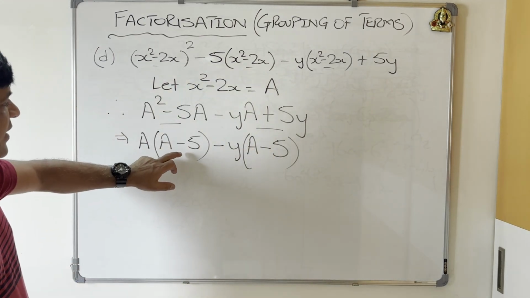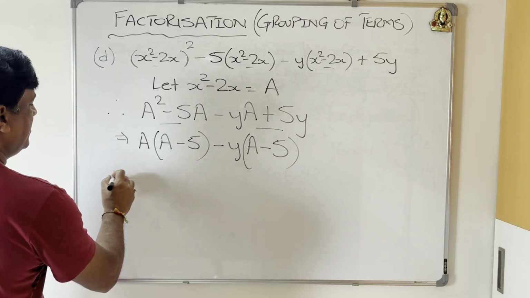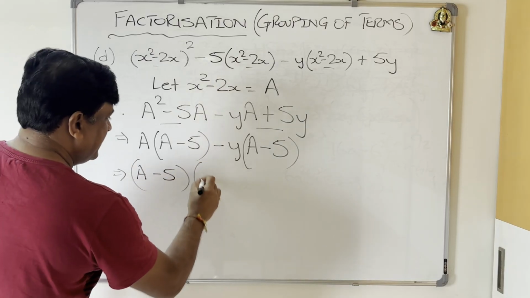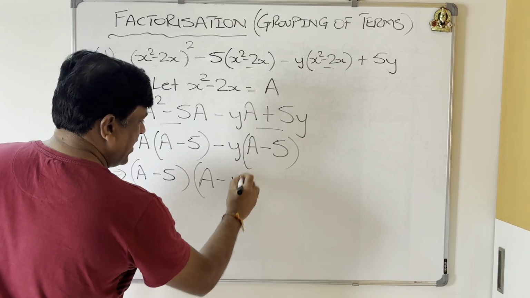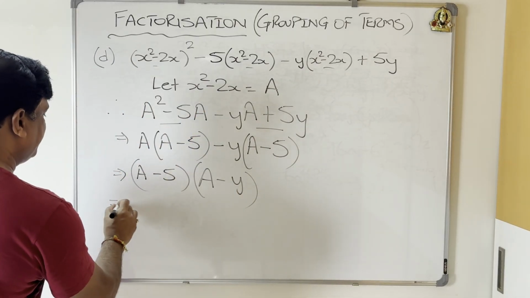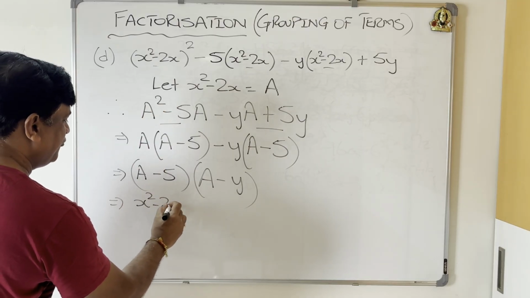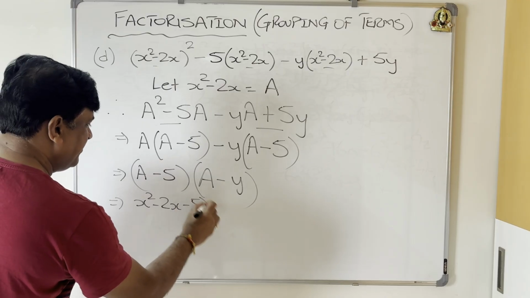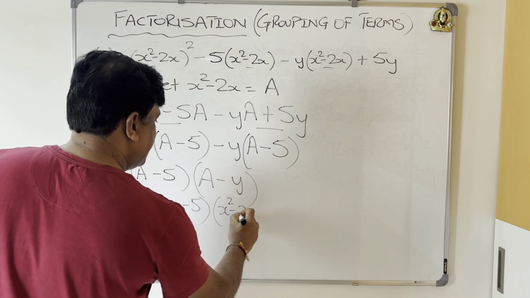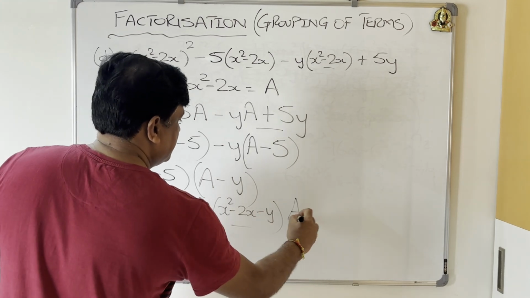Okay. Now look at it. What do you have? These 2 terms are common. Can I put them outside? So I'll put it as (a minus 5) times (a minus y). Okay. Now what do you have? What is a? A is nothing but this one. A is equal to x square minus 2x. So it becomes x square minus 2x minus 5, and here also x square minus 2x minus y. That's your answer. Simple.